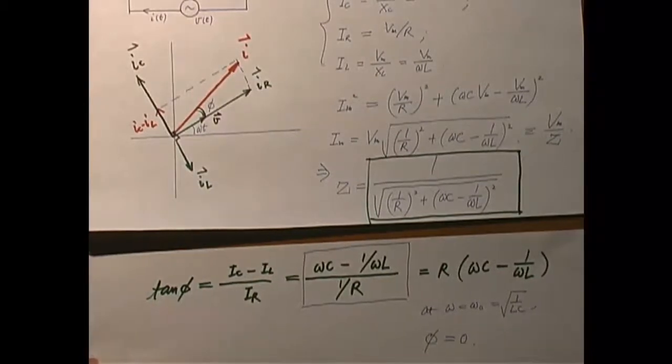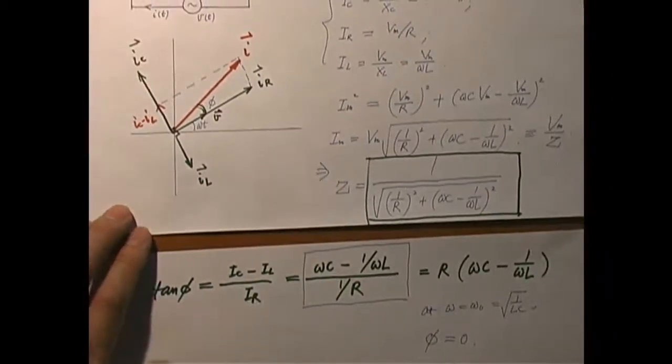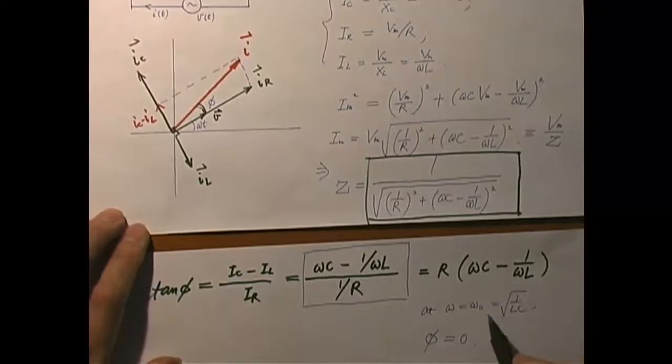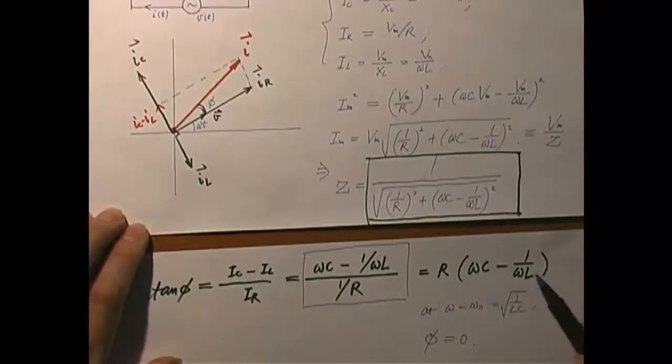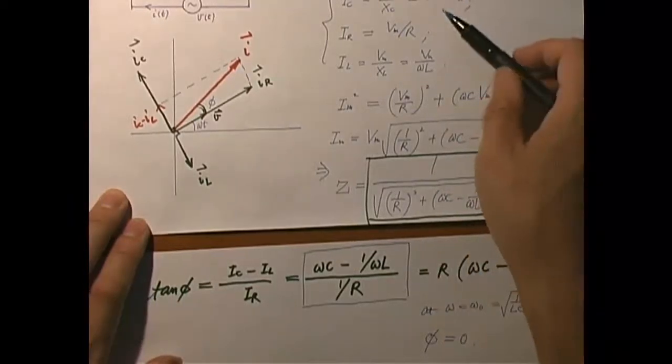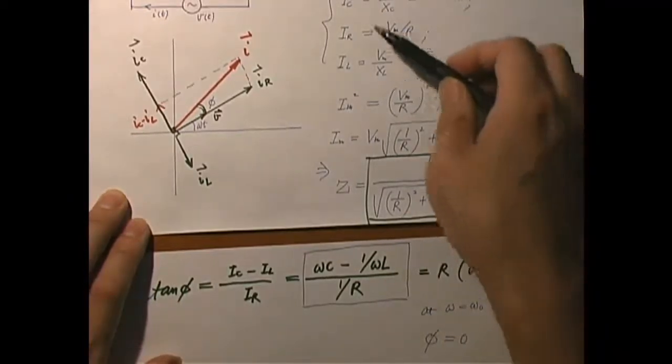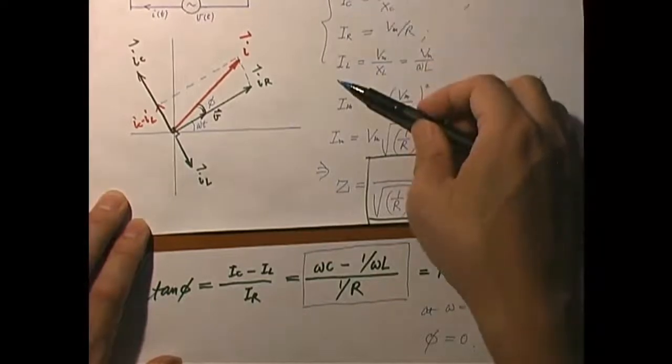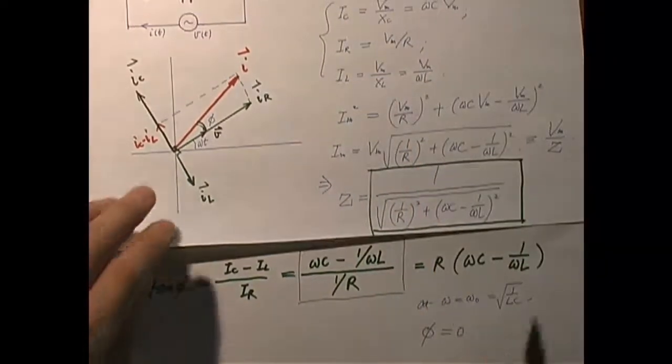What is the significance of that? What's the physics behind it? At this frequency, omega C equals 1 over omega L. And going back to here, that means IC and IL have the same magnitude. Okay, they have the same magnitude.